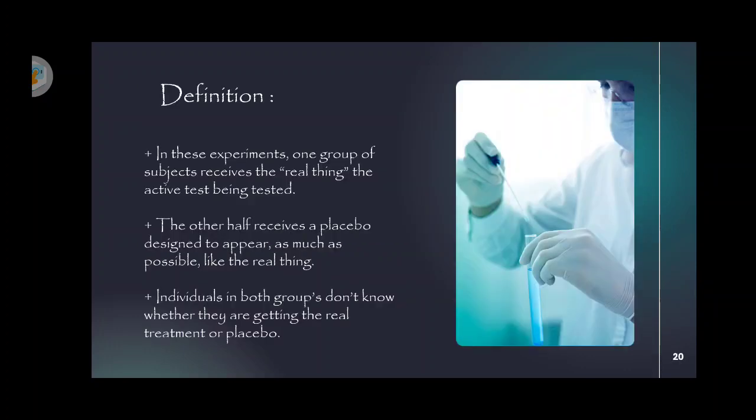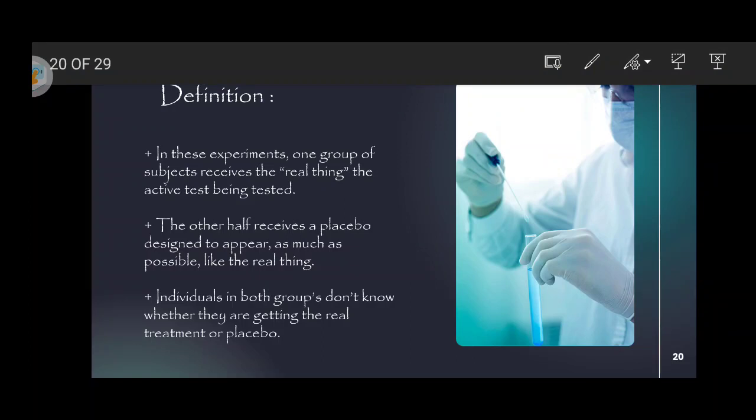In the double-blind placebo test, in this experiment, one group of subjects receives the real thing, the active test being tested.